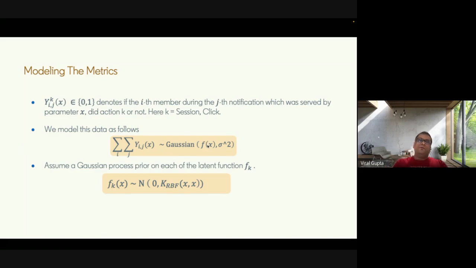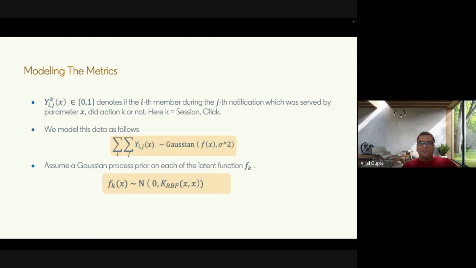And the next step is saying that f of x itself is a multivariate Gaussian distribution, which has a mean of 0 and a variance which is a kernel, a radial basis function, k RBF. It seems tricky, but it's very easy to understand. Let me give you an example.